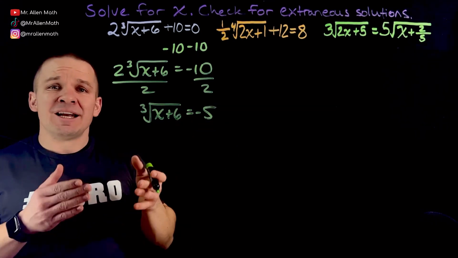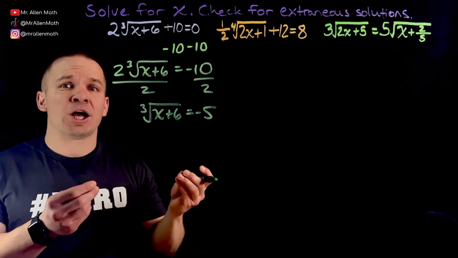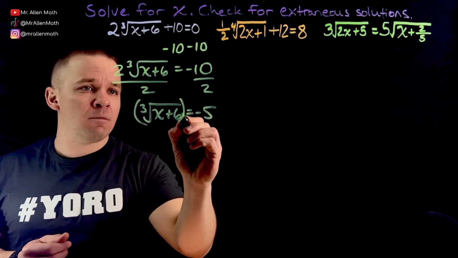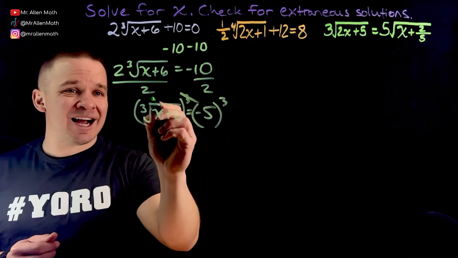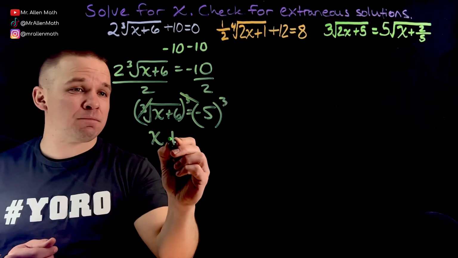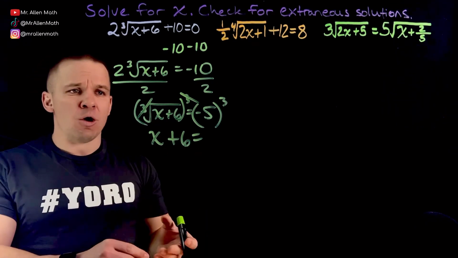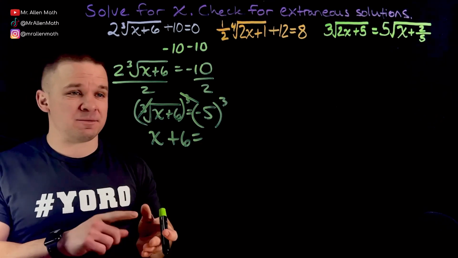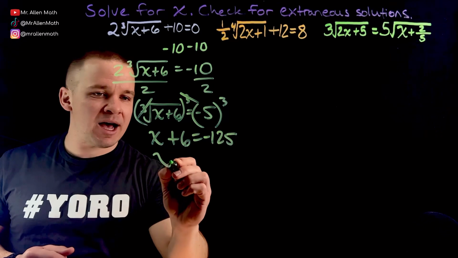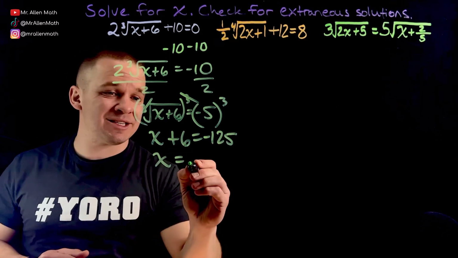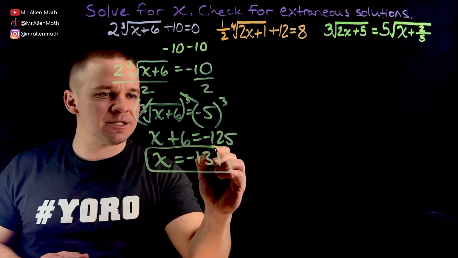All right. Next thing, how do I get rid of my cube root? Well, I got to do the opposite of that, right? I got to cube it. So I'm going to cube both sides. Boom and boom. Now, these guys cancel each other out, leaving me with x plus 6 equals, what is negative 5 cubed? Well, negative 5 times negative 5 is 25, times negative 5 is negative 125. And now I have x equals, after I subtract 6, negative 131. That is it.